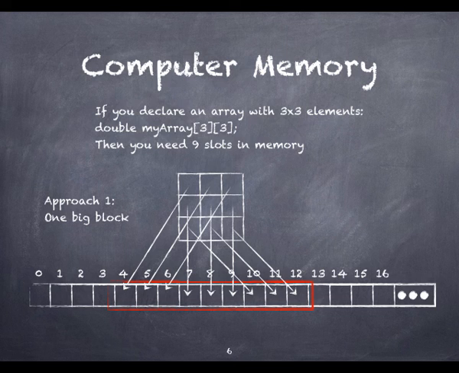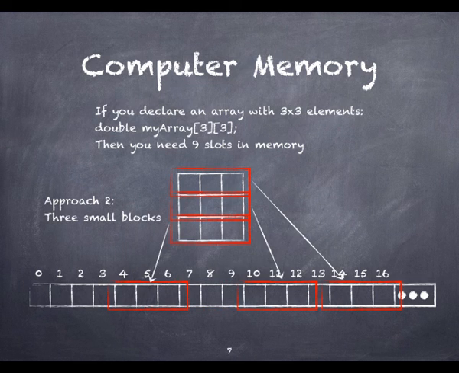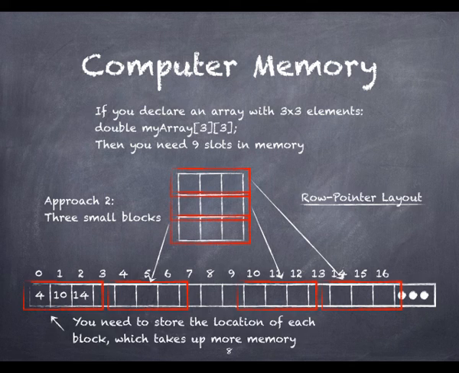One approach is to allocate all the memory for the array in one big block. The second approach is to allocate memory in 3 separate blocks, one for each row. In this case, you need to store the location of each block, which takes up more memory. This is referred to as the row pointer layout.